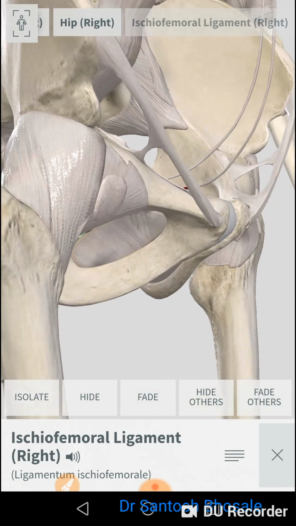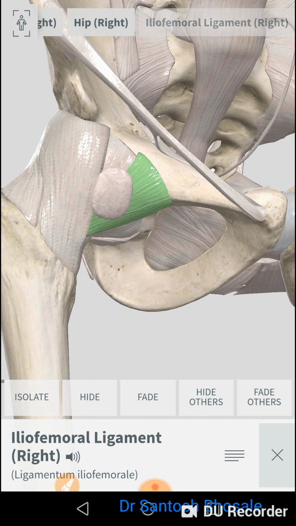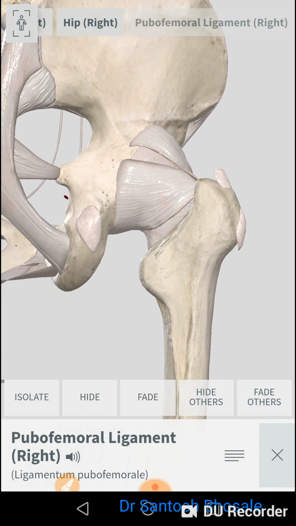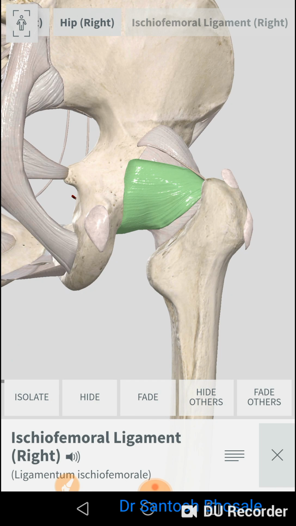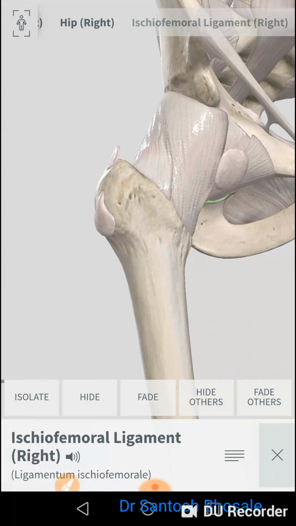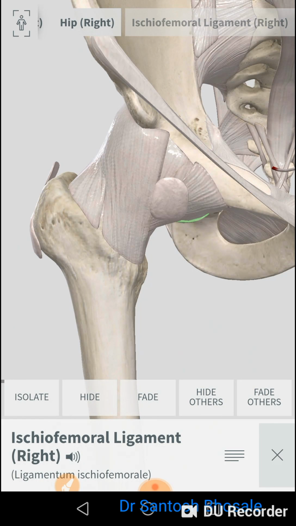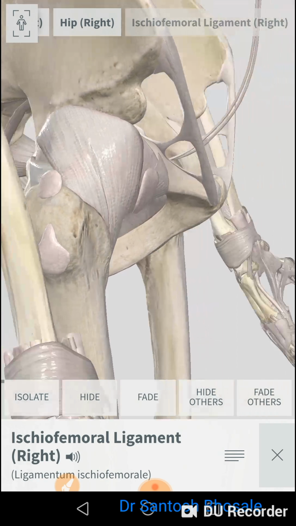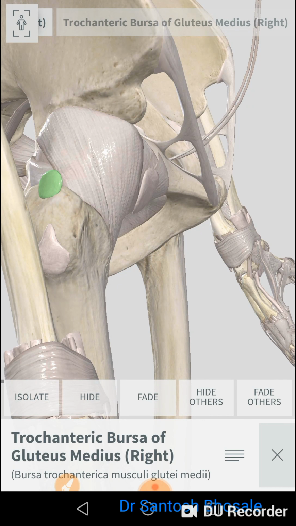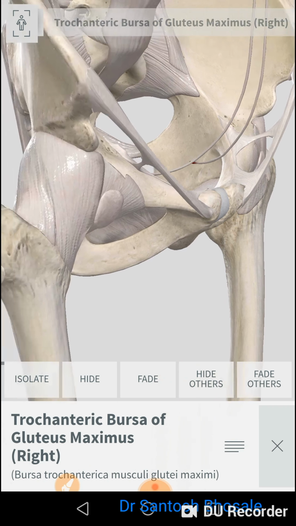Iliofemoral ligament that you are seeing here anteriorly, pubofemoral ligament from the medial side, and posteriorly you are seeing the ischiofemoral ligament. So these will strengthen the capsule of the hip joint. And to the fovea capitis, what is attached? That is the ligamentum teres of the femur, and you can also see some bursas here. That is the trochanteric bursa, and this is also a trochanteric bursa of the gluteus maximus related to the greater trochanter.